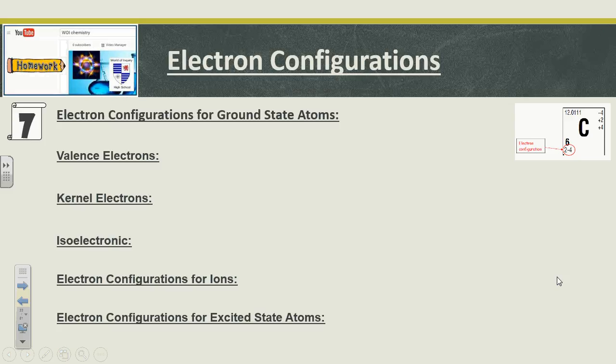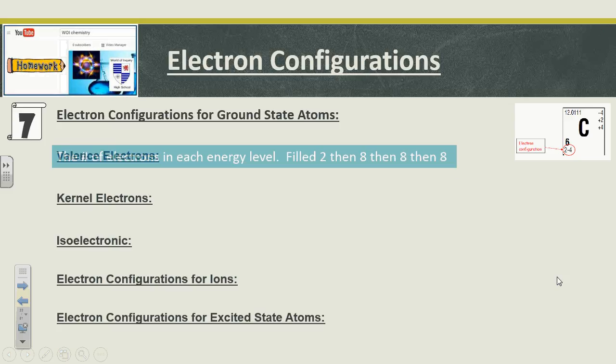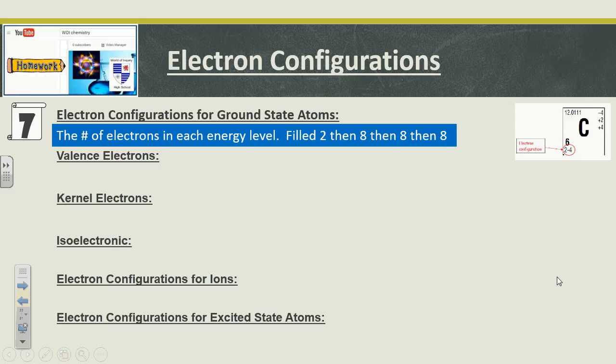We need to know that the electron configuration for ground state atoms is the number of electrons in each energy level. We will see that they fill 2, 8, 8, and so on. The number is sometimes actually 16, but it needs to go in this order, 2, 8, 8. If we vary from that order, we will see that it means something different.